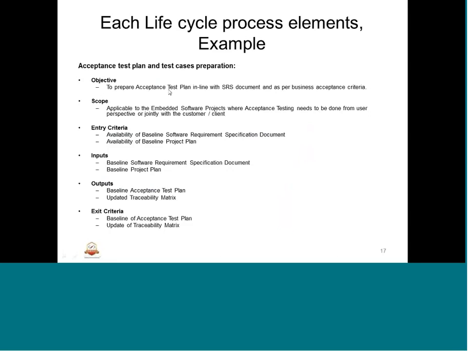where we identify the objective to prepare a test plan, scope is for the project, preparing the acceptance testing, then entry we do with a high level requirement specification, then the project plan also is taken care of. Then we have the inputs as SRS and project plan, outputs as baseline test plan and traceability. Exit is the outcome of the testing that we do. The test plan is the outcome along with the traceability report.